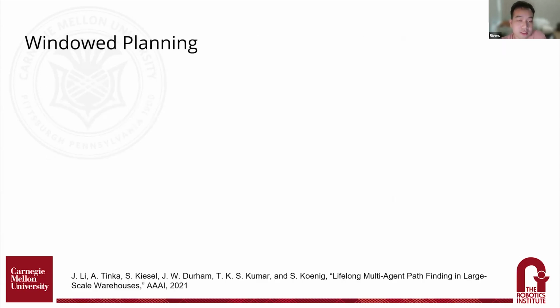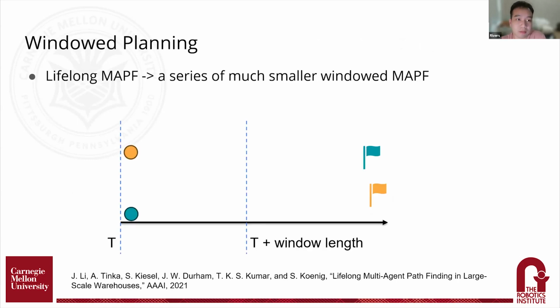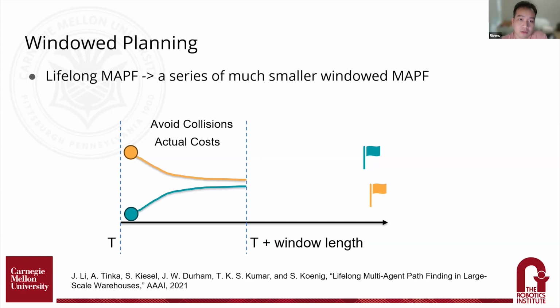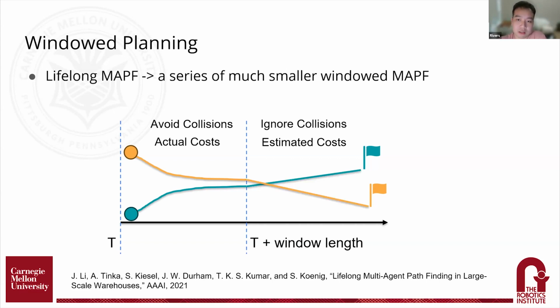The first idea we apply is windowed planning, which helps us decompose the lifelong MAPF problem into a series of much smaller windowed MAPF problems, so we can handle it in 1 second. In the window, we use a MAPF algorithm to avoid collisions, and this is how we compute the actual costs of these agents. Beyond the window, we ignore the collisions between agents and use their shortest path to the goal location as the estimation. During the search, the overall objective is the sum of these two.